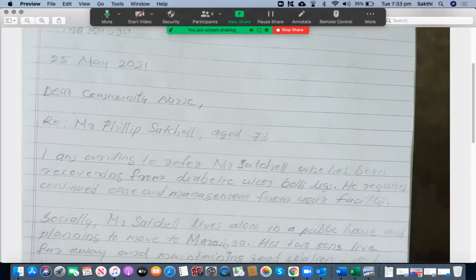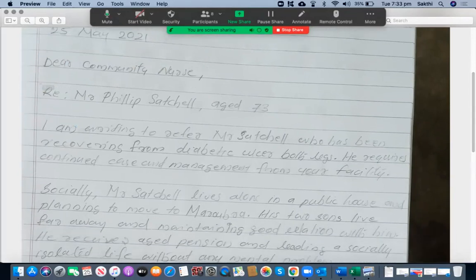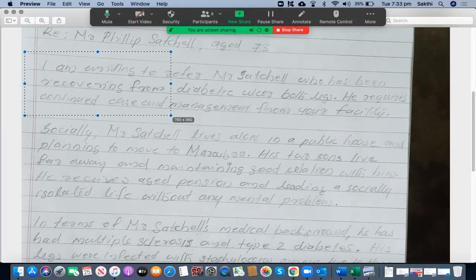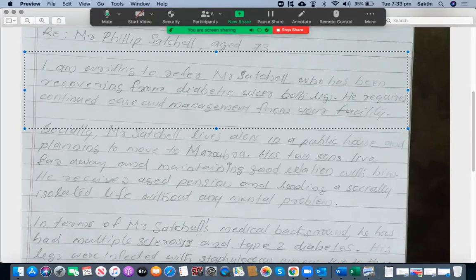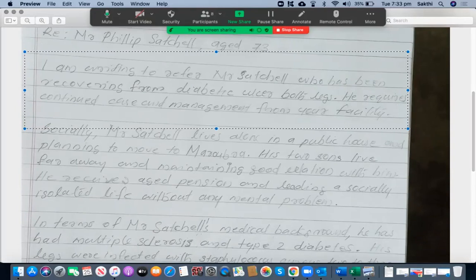She has also written down the salutation correctly, so "Dear Community Nurse", without any spelling mistakes, so that's good as well. And she has written the reference details of the patient, which is Mr. Phillip Satchell, age 73. I'm happy with that. And she has written the introduction paragraph. Let's read that. I'm writing to refer Mr.